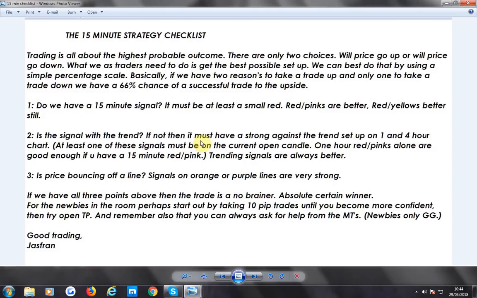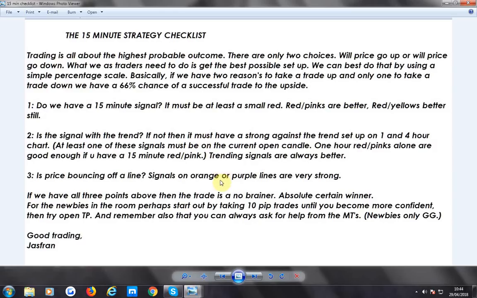Trading is all about the highest probable outcome. There are only 2 choices. Will price go up or will price go down? What we as traders need to do is get the best possible setup. We can do that by using a simple percentage scale. Basically, if we have 2 reasons to take a trade up and only 1 to take the trade down, we have a 66% chance of a successful trade to the upside. Okay, basically what you need to do is get as many things in your favour as possible.